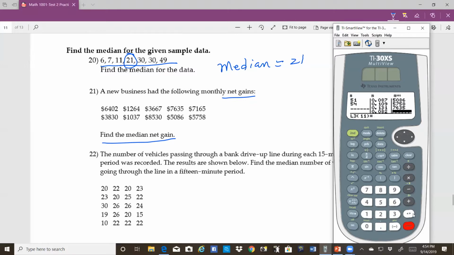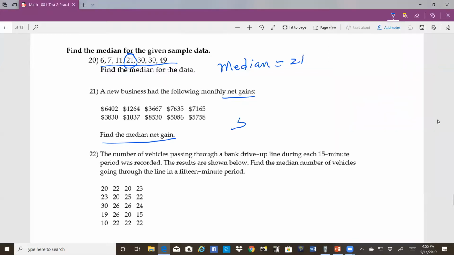Hit enter, and now we want to calculate second data, variable statistics. We want to pick L3. We want to hit a frequency of 1, hit calculate, and now we're going to look for the median. And the median is 5422, and I think that agrees with what your key says.